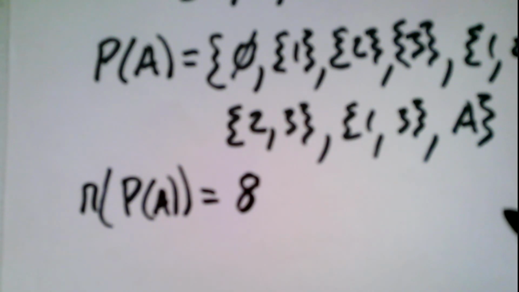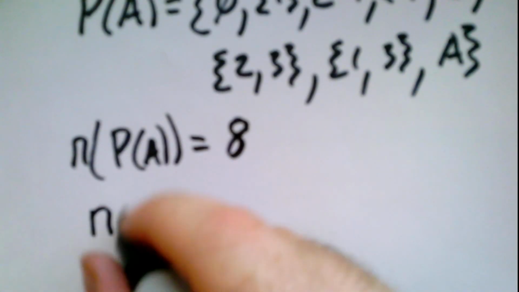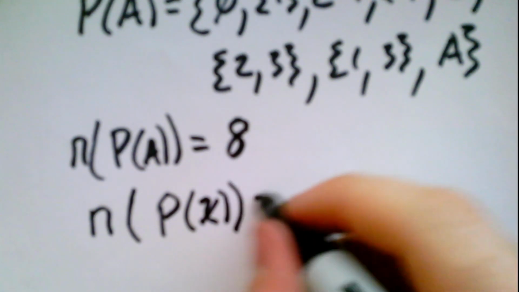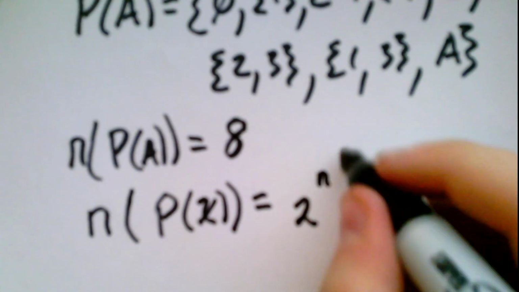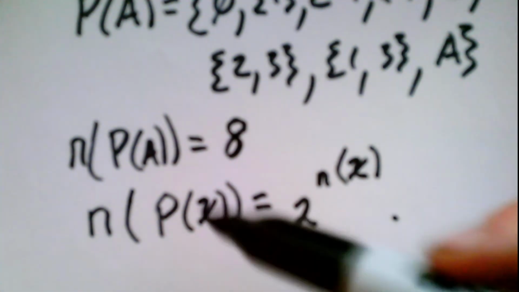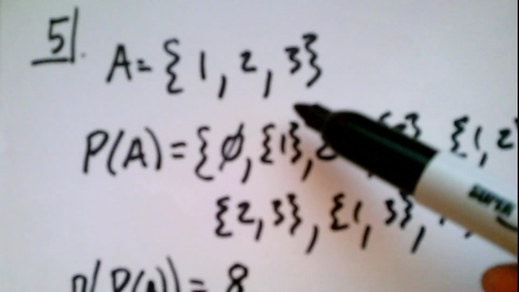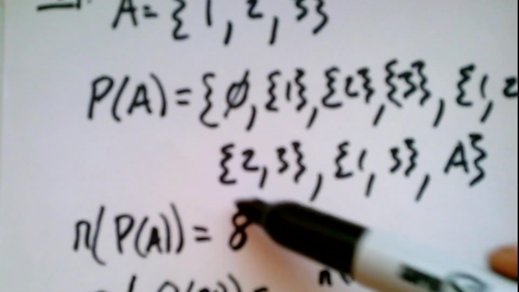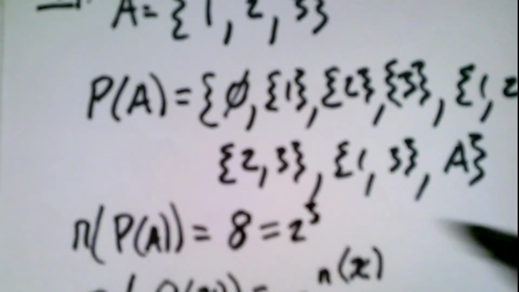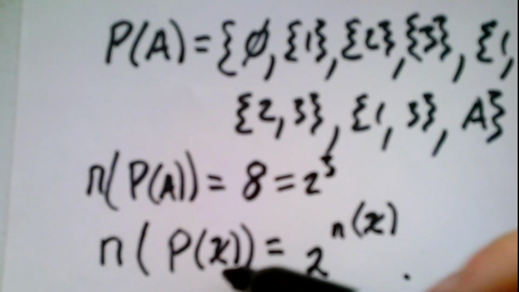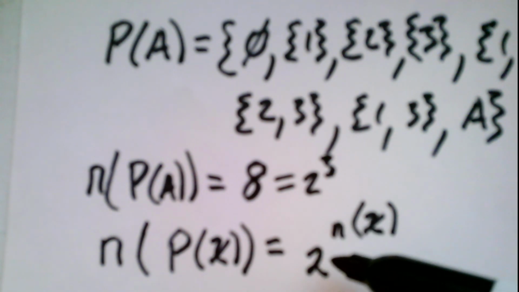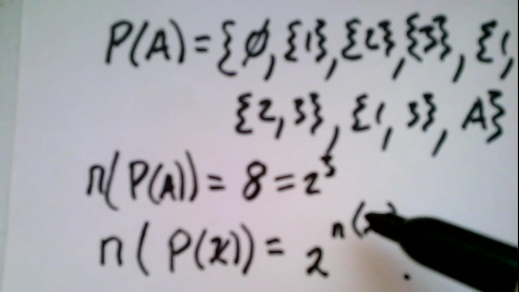And in general, the number of elements in the power set of a set X is equal to 2 to the number of elements in the set X. So if we have 3 elements in our set, like A has 3 elements here, then the number of elements of the power set is 2 to the third, or 8. If we have some other number of elements, the number of elements in X is our exponent. The number of elements in the power set is 2 to that exponent.